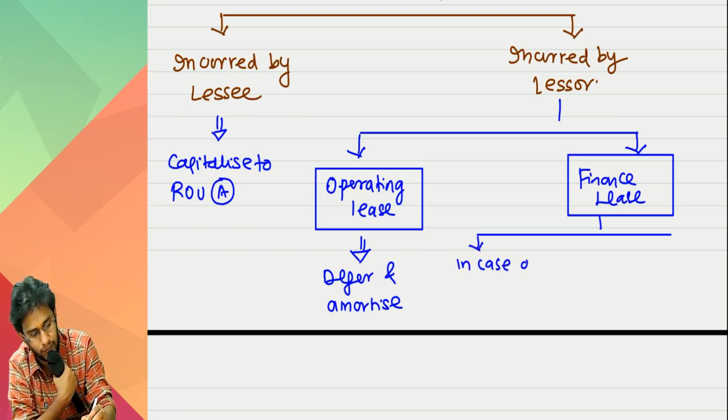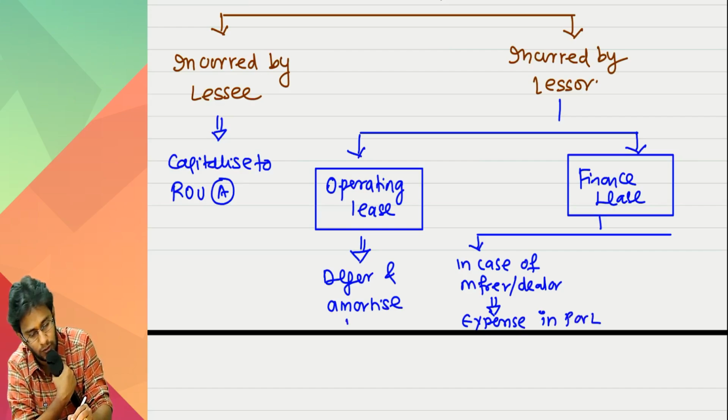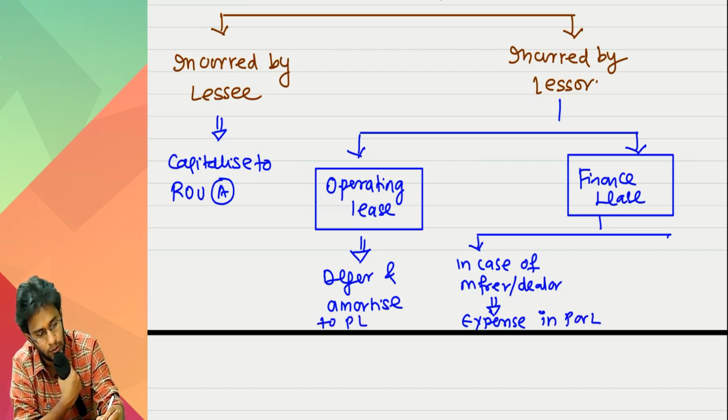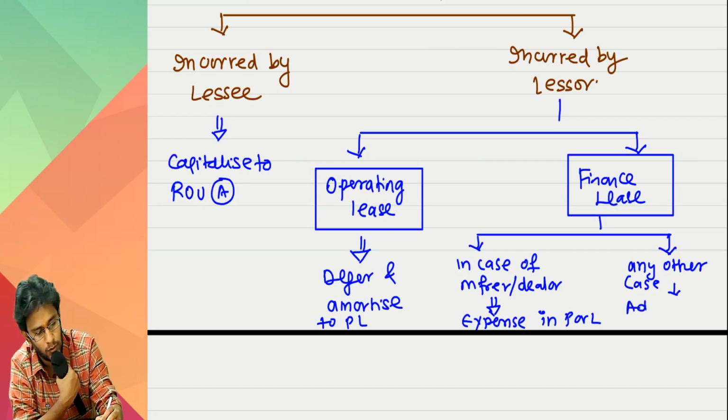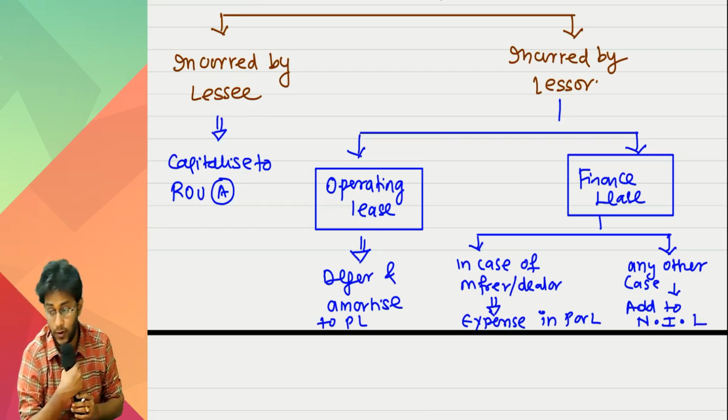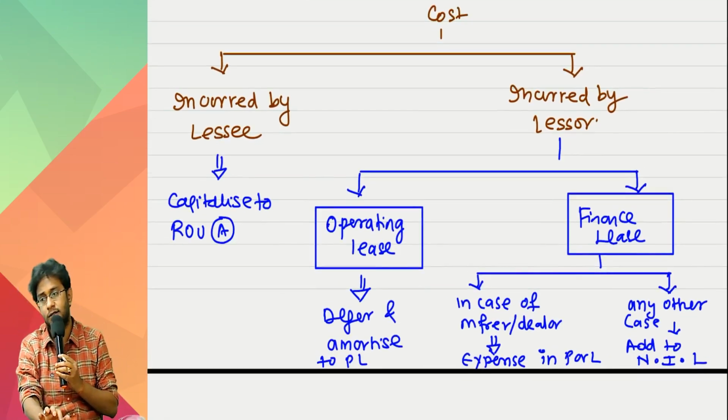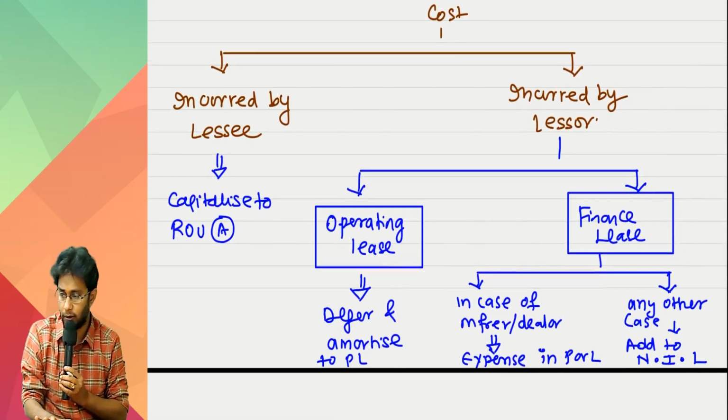in case of manufacturer or dealer lessor, recognize as expense in P&L. Any other case, you will add to net investment in lease.